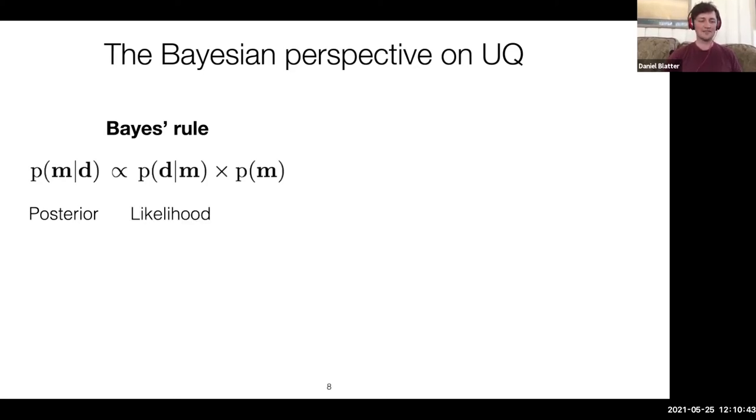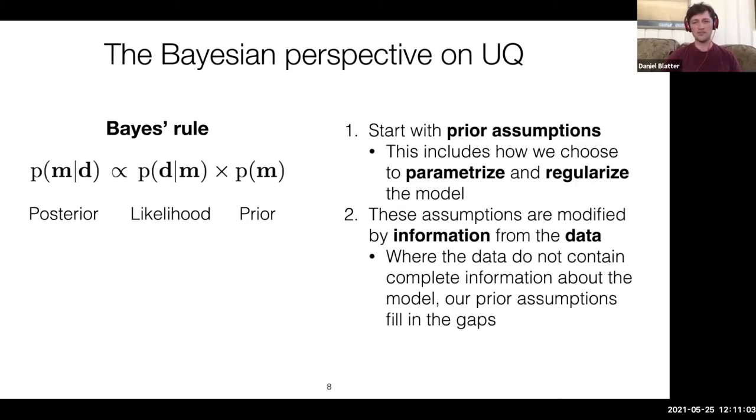The first term on the right is called the likelihood. Models that have lower data misfit have higher likelihood. And then the last term, and perhaps the most important term, is the prior. It contains all of our biases and assumptions about the subsurface. So basically the way Bayesian UQ works from a paradigm perspective is that you start with prior assumptions about the model.